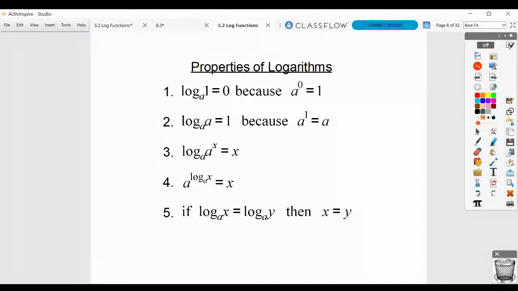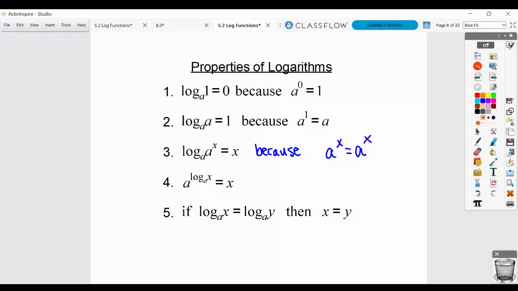Number 3 would be the same counterclockwise rotation. It says log base a of a to the x equals x because a to the x equals a to the x. And then number 4, you have a to the log base a of x equals x.